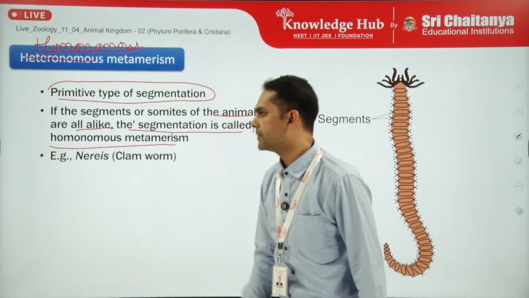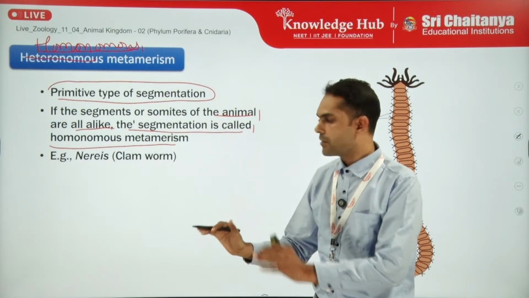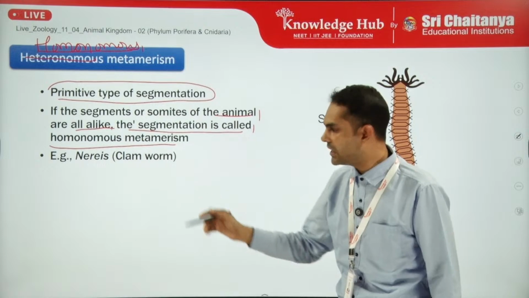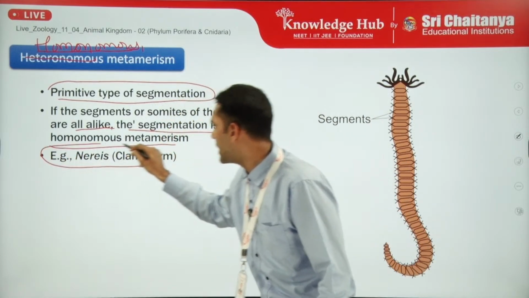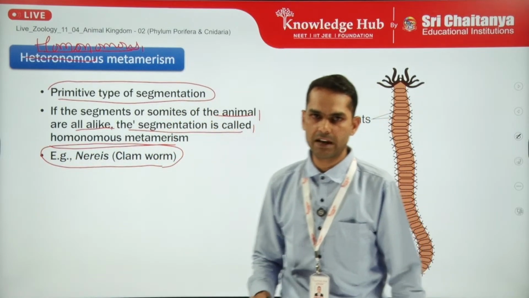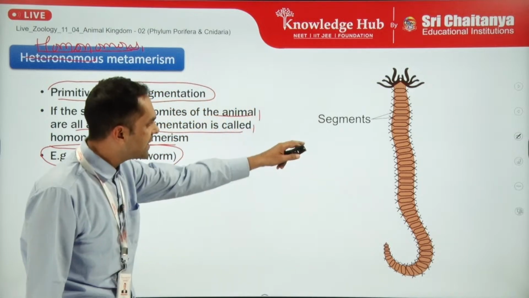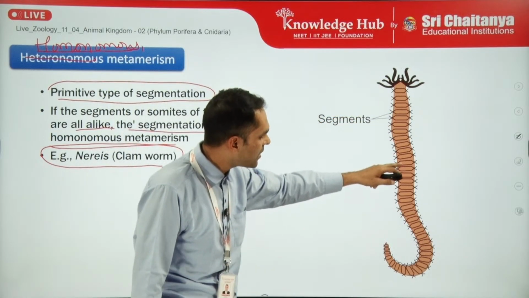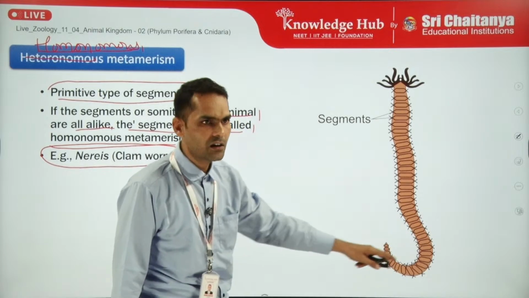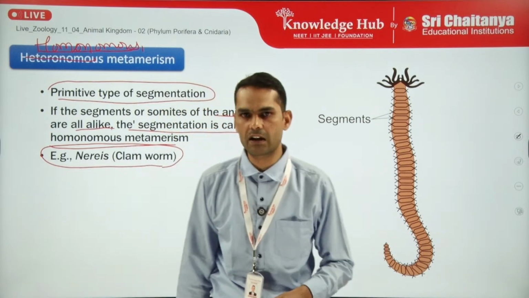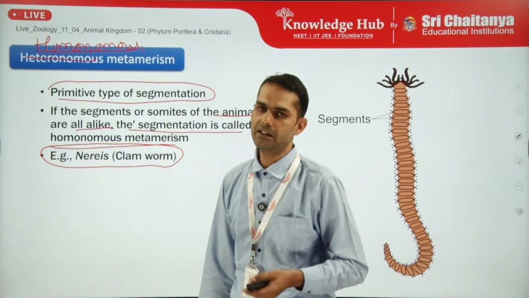Homonomous metamerism. Here we can see an example again from Annelida only: Nereis, or clam worm. Here we can see that these different segments are all alike with each other. Such segmentation is called homonomous segmentation.